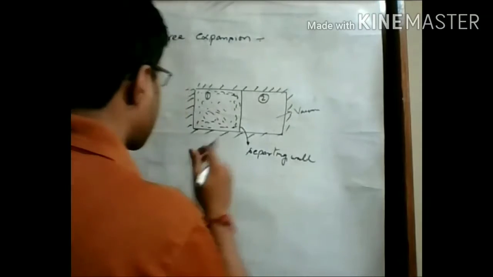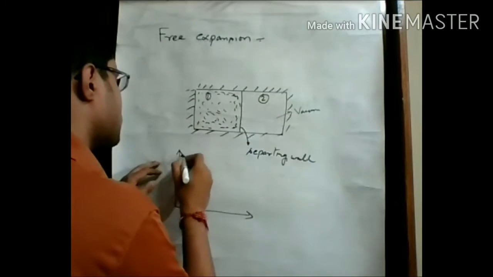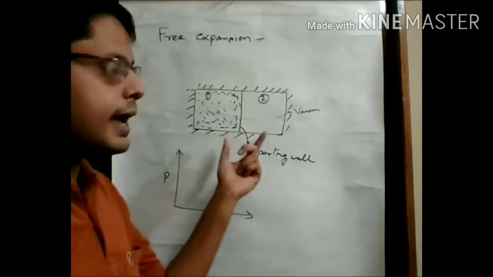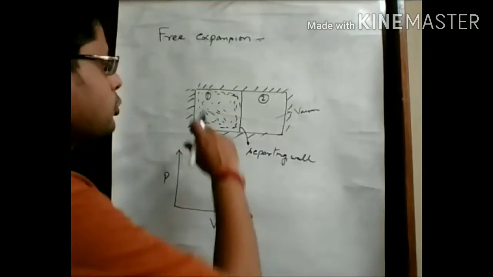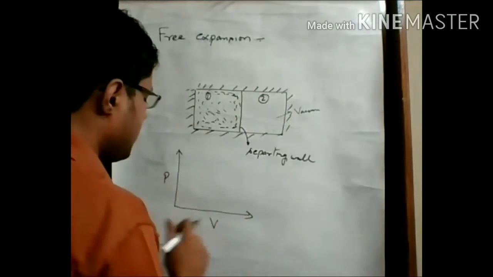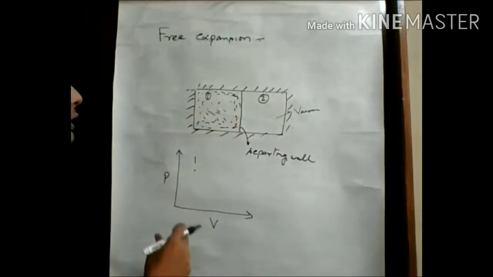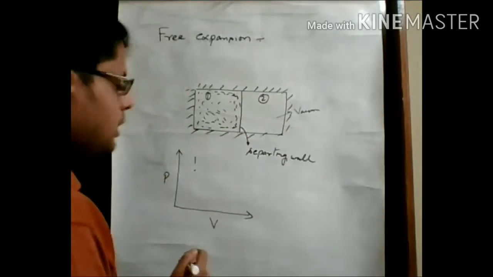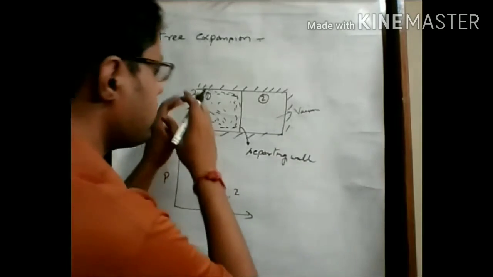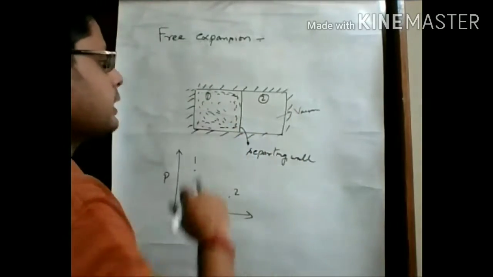So if we plot a pressure volume curve for this event, what event? This gas trying to expand throughout this insulating chamber. If we draw this event in a PV diagram, this is the initial state when this gas is filled inside the first chamber, and this is the second state when this gas is totally covering the space of this insulating chamber.